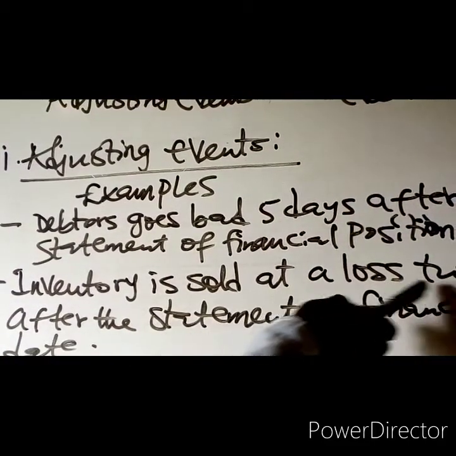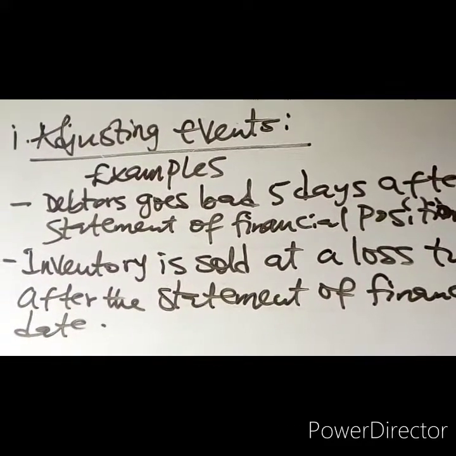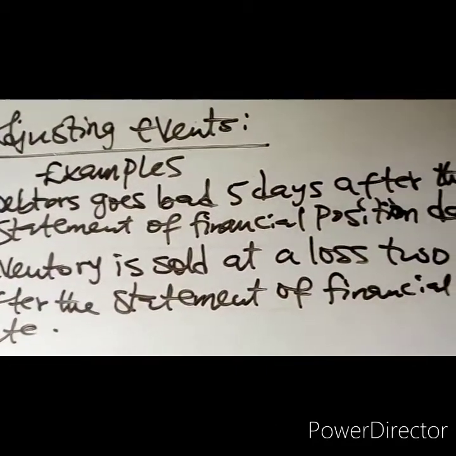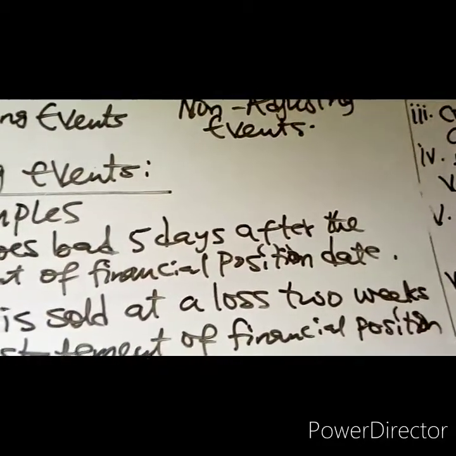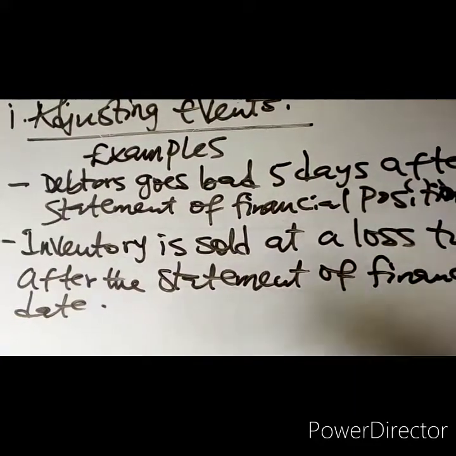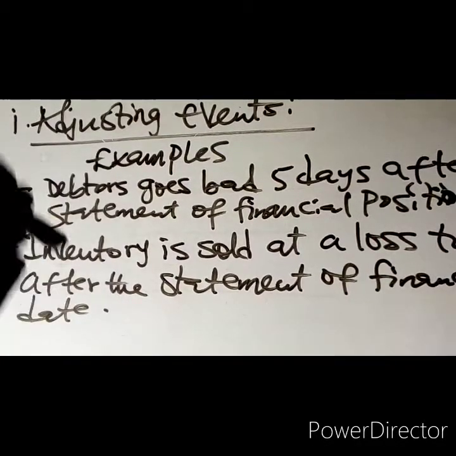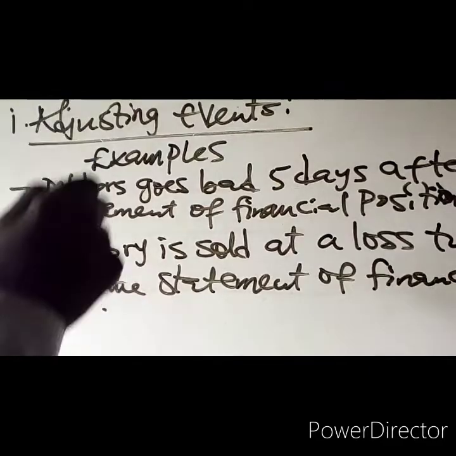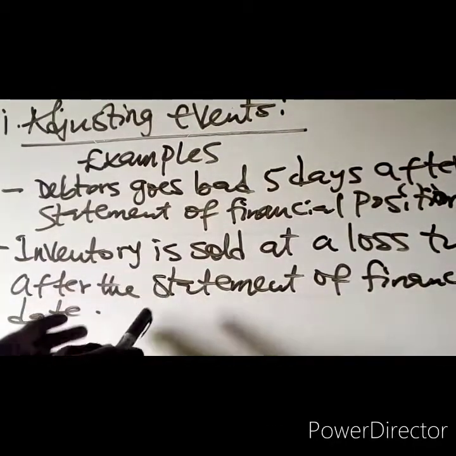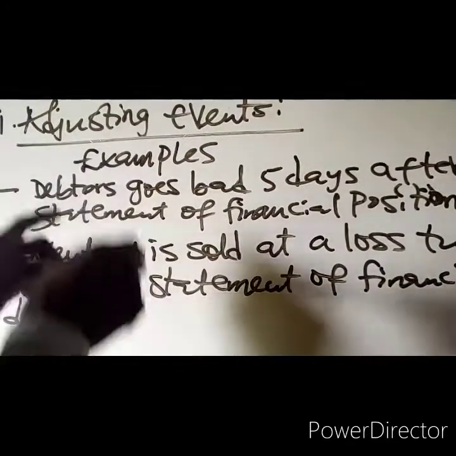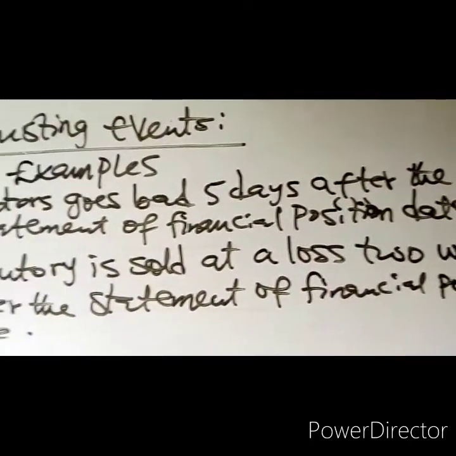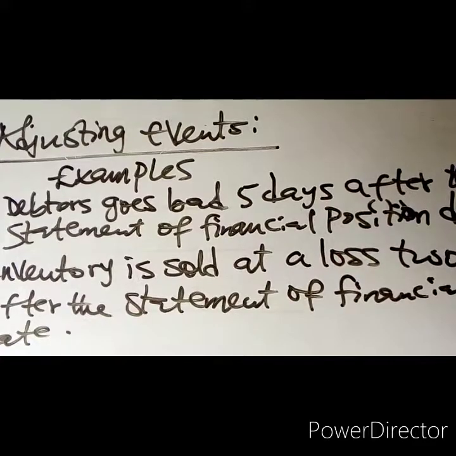Inventory is sold at a loss 2 weeks after the statement of financial position date. That evidences that the inventory recognized in the statement of financial position was not measured at the lower of cost or net realizable value in accordance with IAS 2. IAS 2 requires inventory to be measured at the lower of cost or net realizable value. Where inventory is sold at a loss, that means the entity did not recognize the lower of cost or net realizable value. That is why the losses were incurred just 2 weeks after the statement of financial position. So that is an adjusting event.